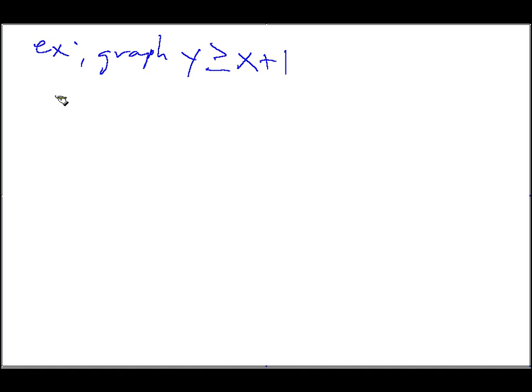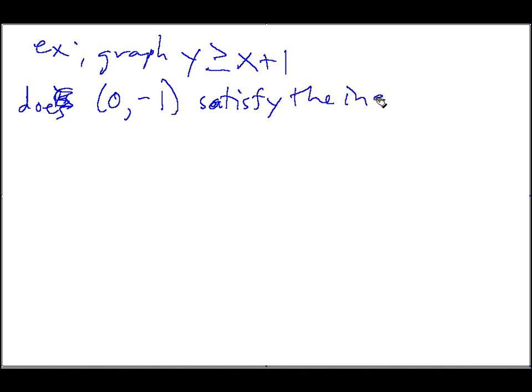Let me ask you this: does this point, (0, -1), satisfy the inequality? So how can I check if this point, this ordered pair on the rectangular coordinate system, will fit into this inequality? In other words, will this point make this inequality true? Well, how do I check that?